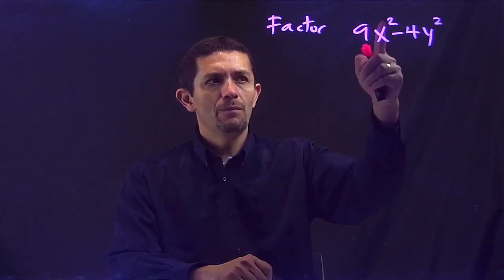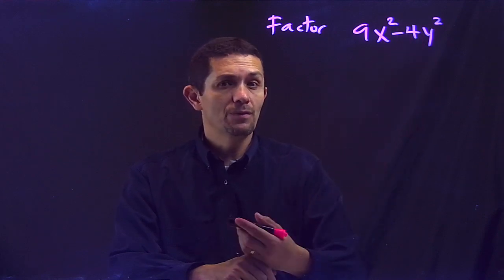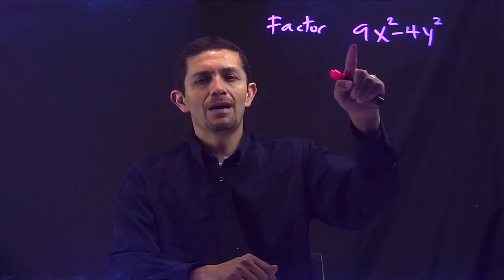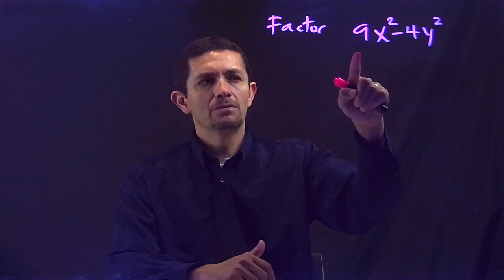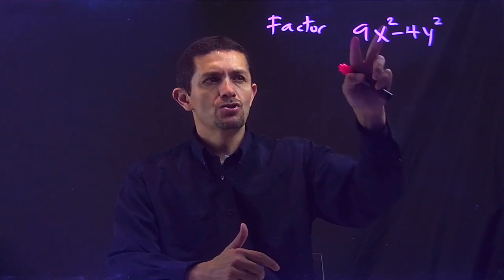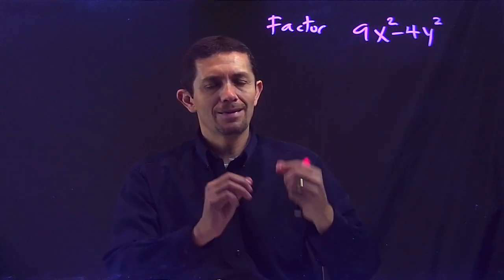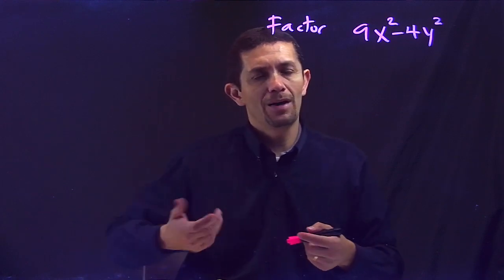Now, let me check the exponents. I see that we have squares, so most likely it's going to be a difference of squares. So let's check if the 9 is a perfect square. 3 times 3. Okay, so 9 is a perfect square. What about the 4? 2 times 2. So this is a perfect square, that's a perfect square, so therefore that's a difference of squares. That's the main thing, to identify how we're factoring.